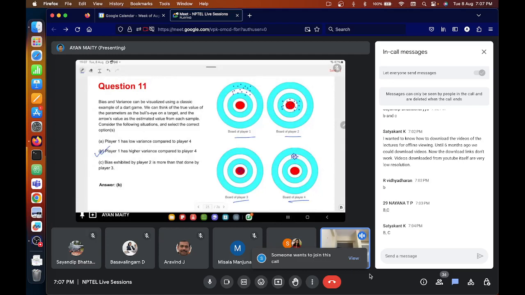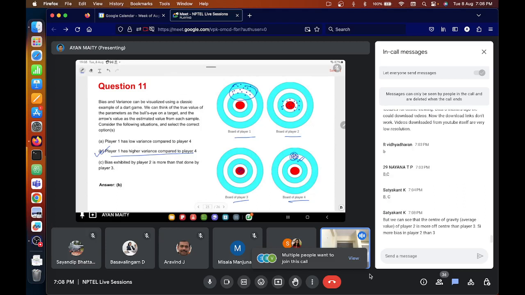So based on this analysis, option B is correct, because player 1 has higher variance compared to player 4. Player 1 is certainly high variance, and this is low variance. Obviously this is concentrated within a very small region, but in case of player 1, this is completely spread out. So player 1 has higher variance. Other options are not true, because option A says player 1 has low variance compared to player 4, which is certainly not right. Player 1 has high variance.